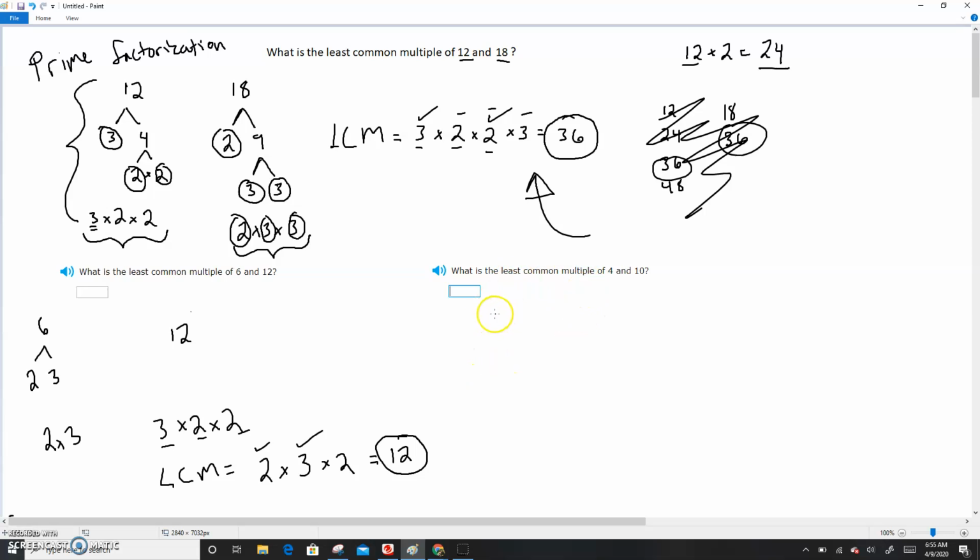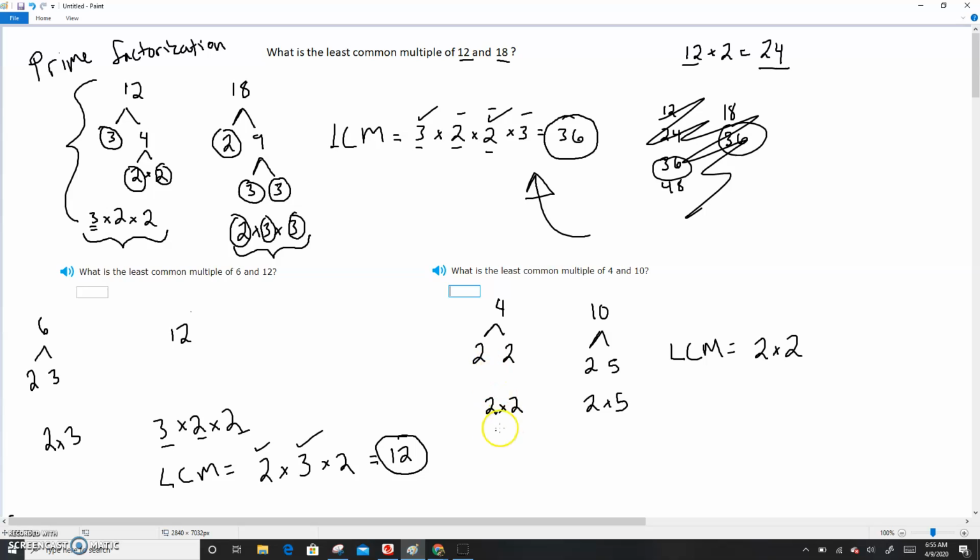Let's try 4 and 10. Prime factorization of 4 is just 2 times 2. The prime factorization of 10 we know is 2 times 5. So let's do our least common multiple equals, let's start with 4. We're going to do 2 times 2.